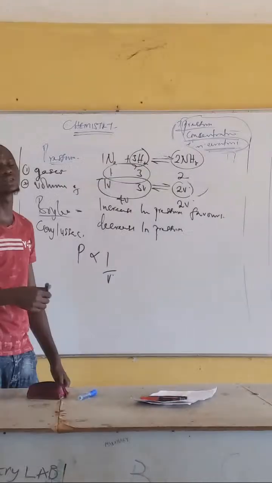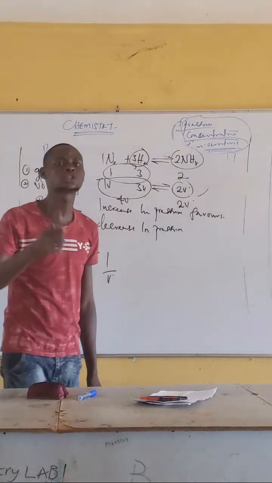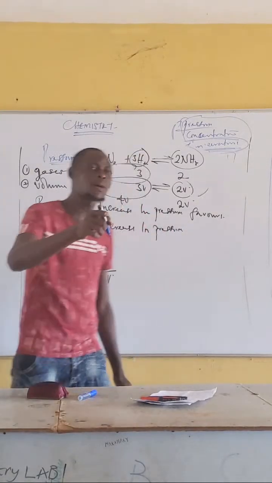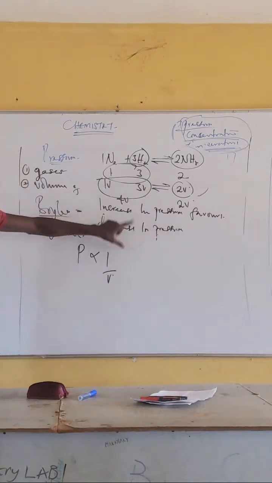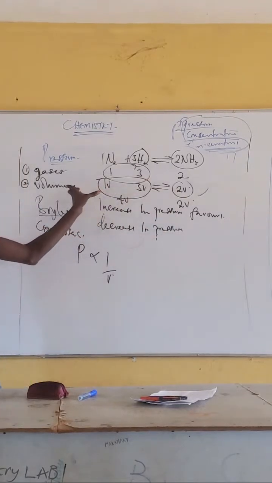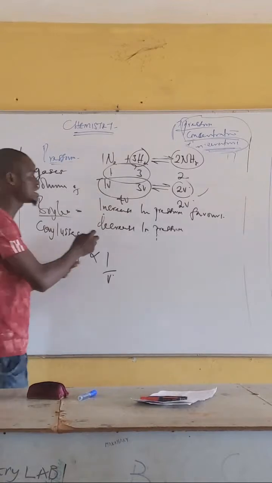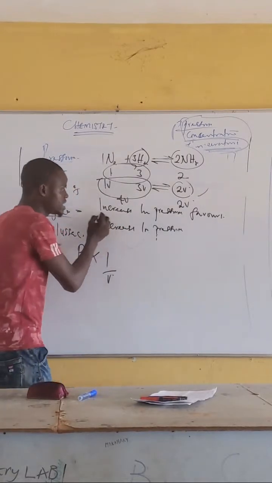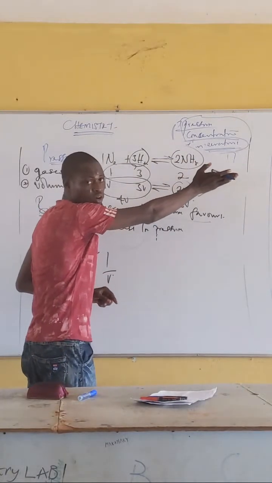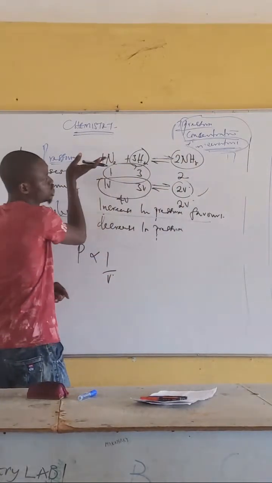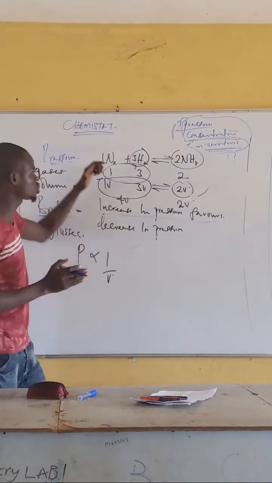They will now ask you a question: where will the equilibrium position shift? When there is a decrease in pressure, the equilibrium position will shift to the left. It is shifting to the position it is favoring. When there is an increase in pressure, don't forget that it favors where there is a low volume. It simply means the equilibrium position will shift to the right.